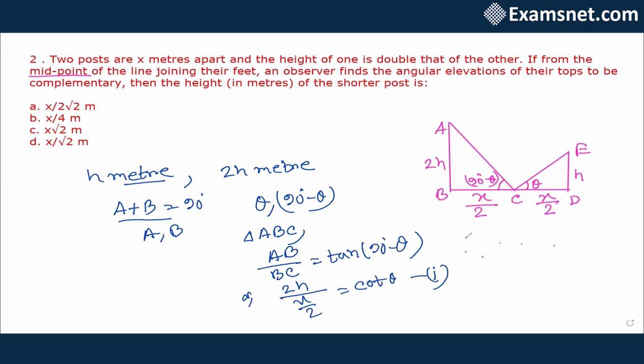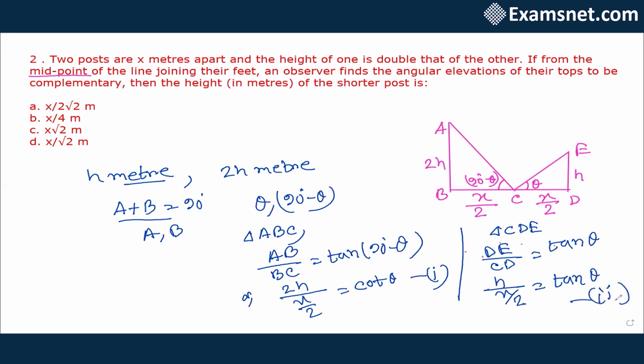And also from triangle CDE, let's consider this triangle CDE. We can write DE by CD as tan theta. Right? So h by x by 2 equals tan theta. Name it as equation number 2.